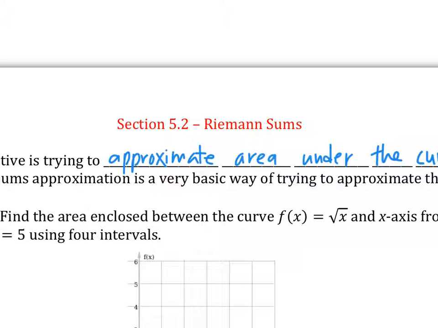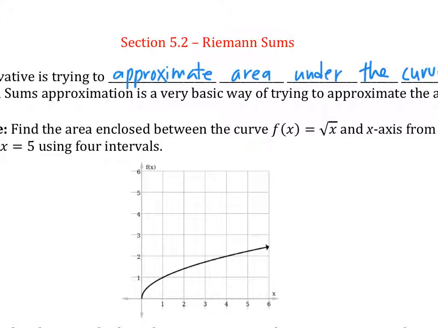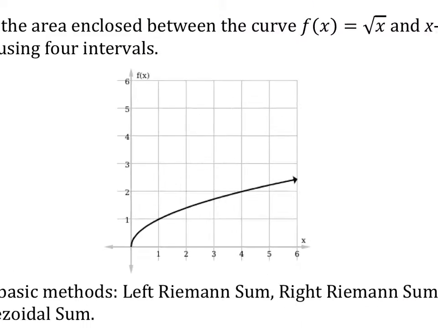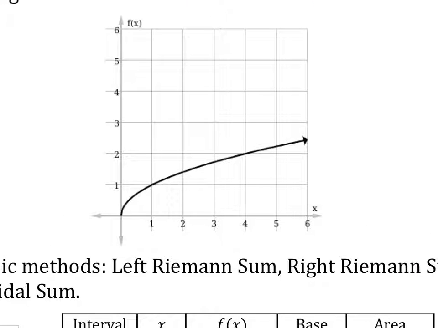All right, so let's look at this question. Find the area enclosed between the curve square root x, the x-axis, and from x equals 1 to 5 using 4 intervals. All right, so they want us to find the area between this curve, square root x, the x-axis, and then between 1 and 5. So basically, they want us to find this area.